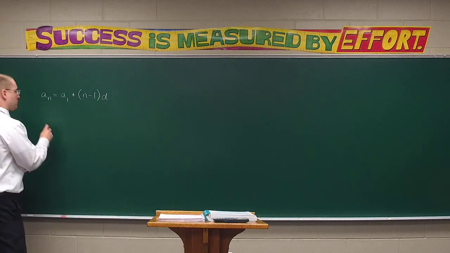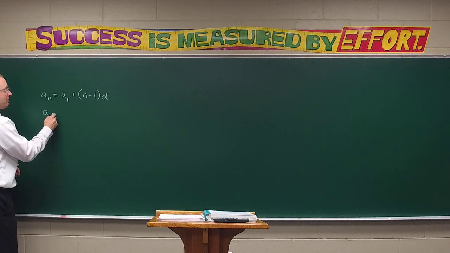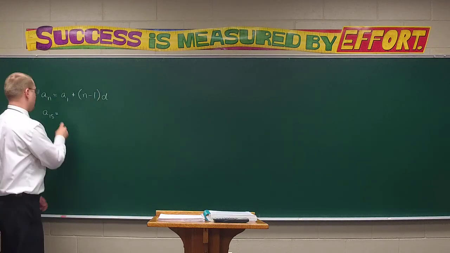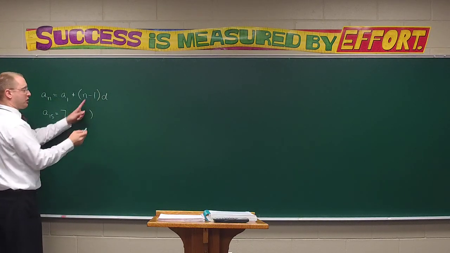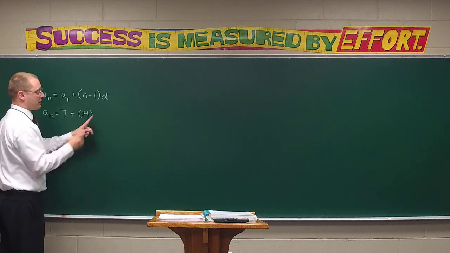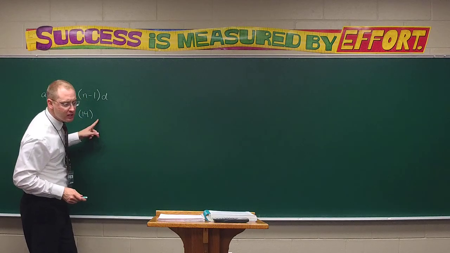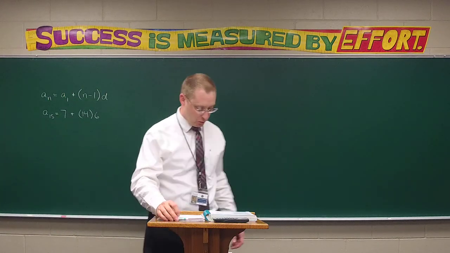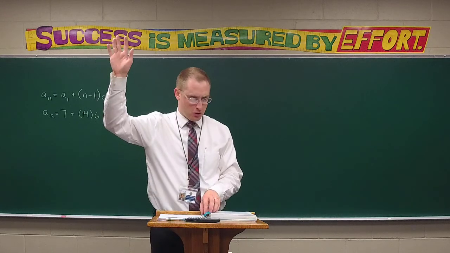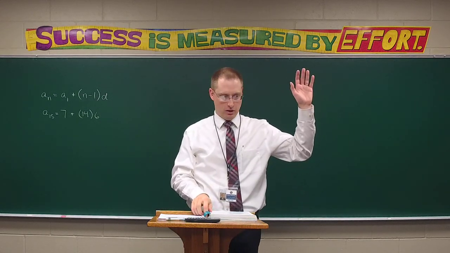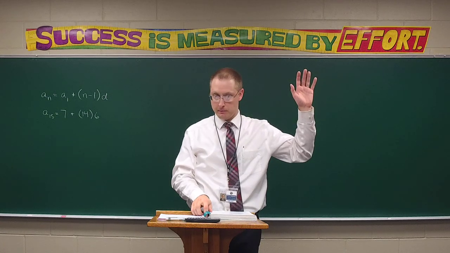The a sub n, since we're looking for the 15th term, becomes a sub 15. A sub 1, it said, was 7. And since we're finding the 15th term, 1 less than that, of course, would be 14 times the common difference, which they said was 6. And what did you end up with for the 15th term? 91 is correct. Perfect on 2 through 8 the even. Any questions on 2 through 8 the even? Questions on any of those?